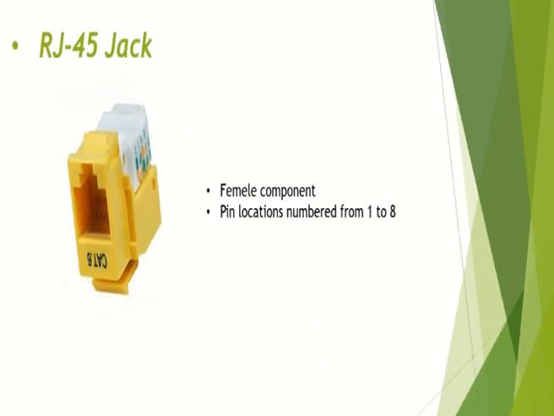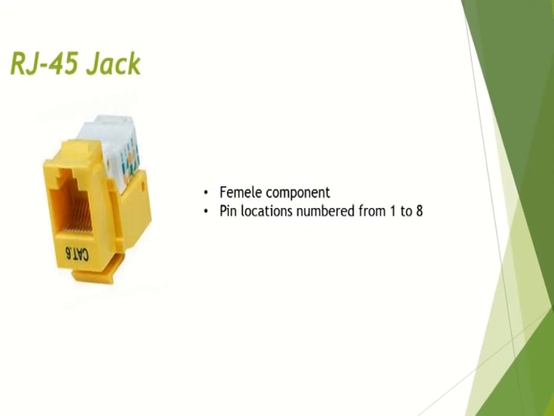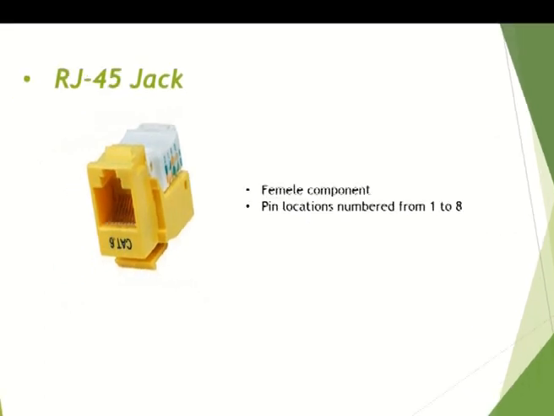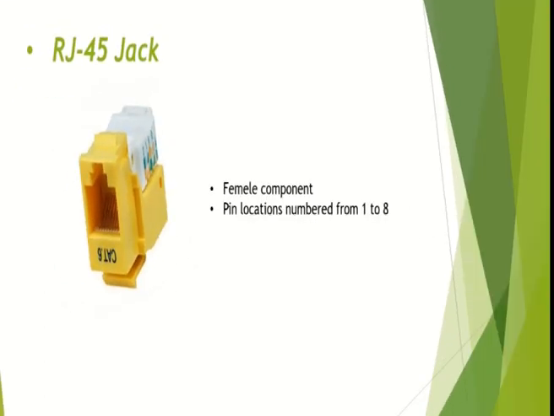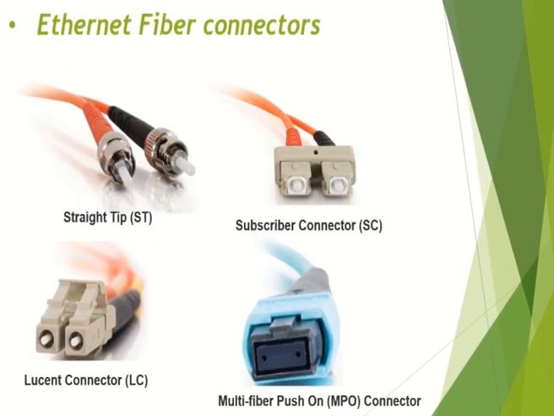RJ45 jack. The jack is the female component in a network device, wall, cubicle, partition, outlet, or patch panel. As you look at the female connector from the front, the pin locations are numbered from 1 on the left to 8 on the right. Let us see now the Ethernet fiber connectors.